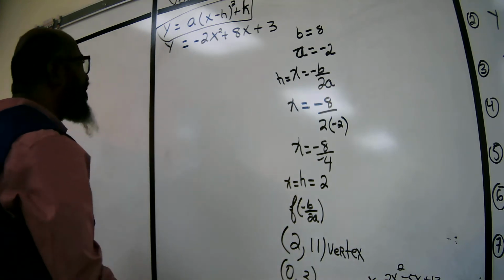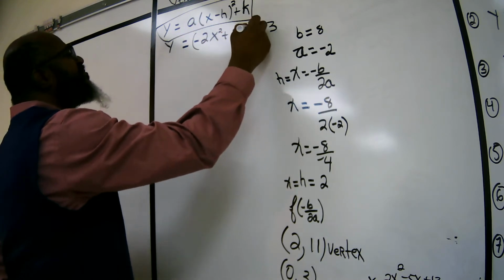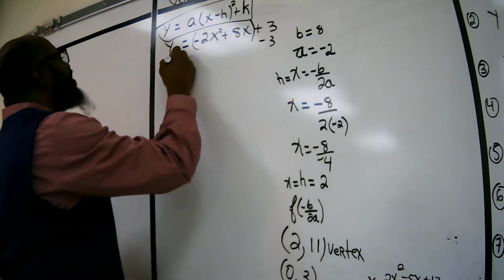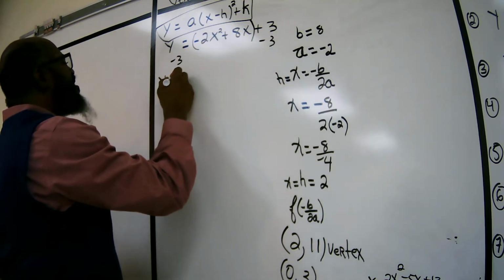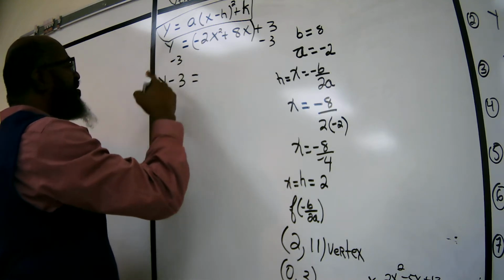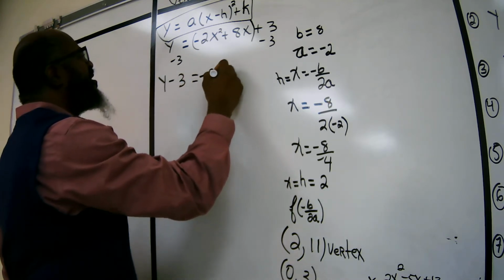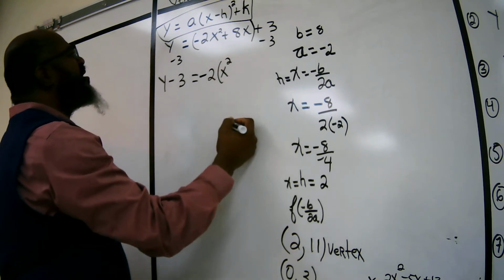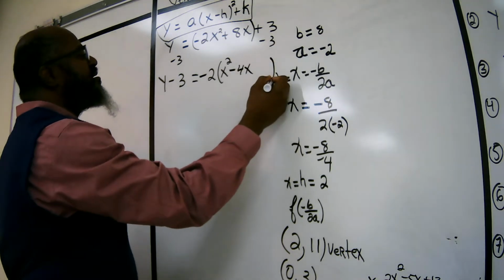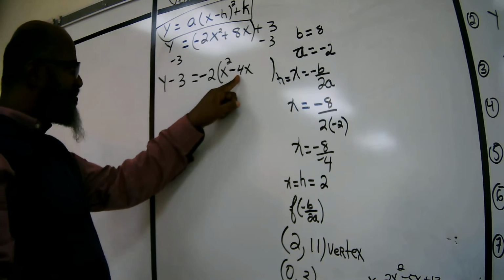In this case, you want the variable terms on the same side, so you subtract 3 on this side. Then you will have y minus 3. The y is the same thing as 0, so you can leave it 0 or you can leave it y. This is no problem for now. You factor the negative 2 out. This will give you x squared minus 4x, close parentheses. So we're going to factor this out. We take negative 2. We take negative 4.